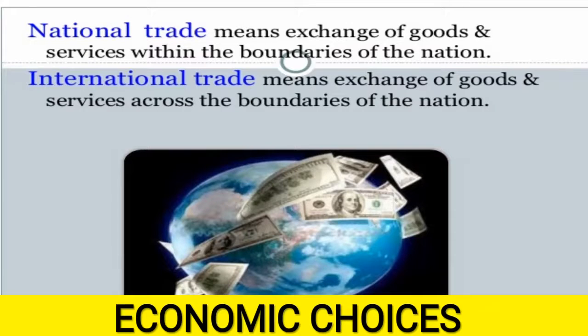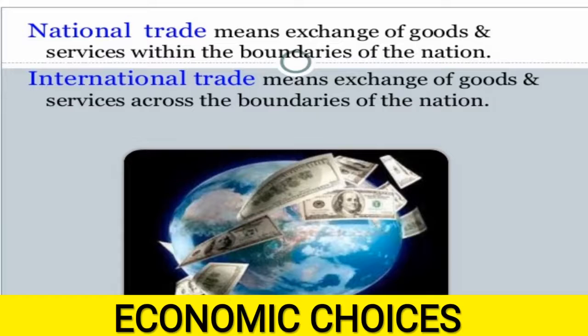And guys, international trade means exchange of goods and services across the boundaries of the nation. So whenever we do exchange between the provinces, for example, if you do exchange of things with Karachi or Islamabad or Quetta or KPK, this will be called national trade. So guys, when we do trade or business with foreign countries like China, India, Afghanistan, America, Germany, Canada, Russia, all these countries are international countries, right? So when we do business with these countries, this is called international trade, right?